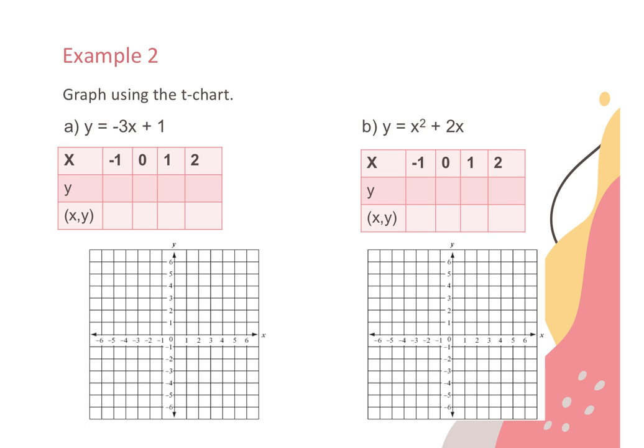So we go back to an A. We're plotting what? What is y equals negative 3x plus 1? What kind of graph is that?